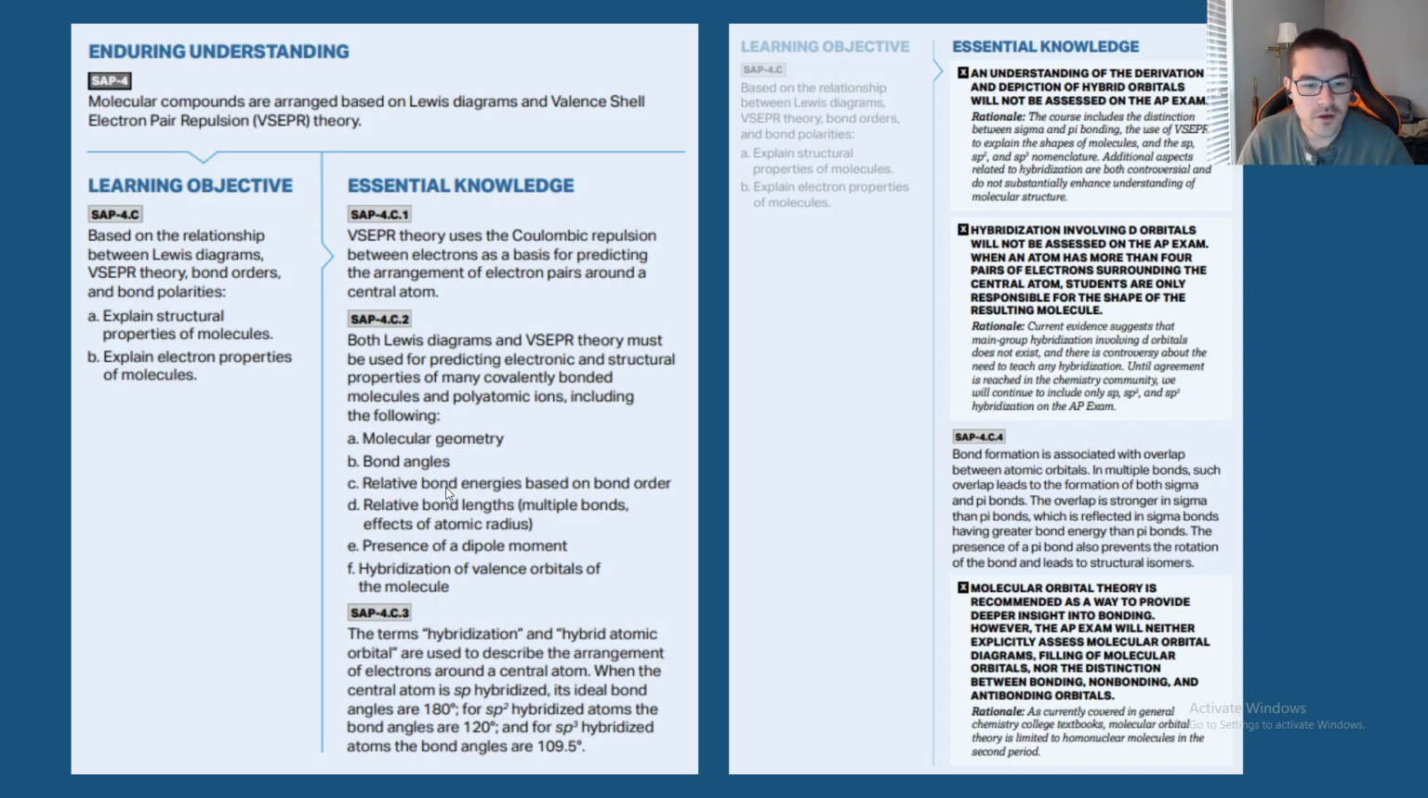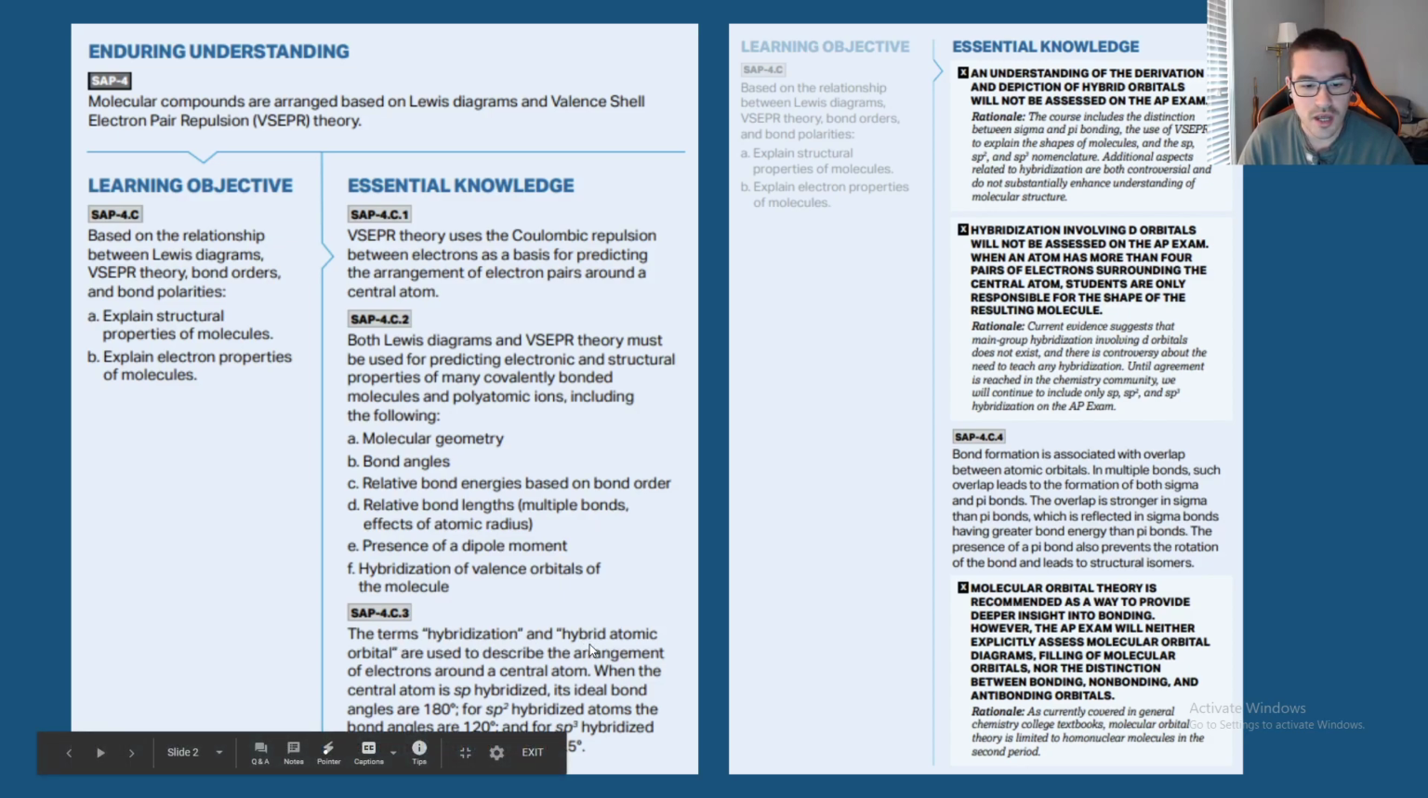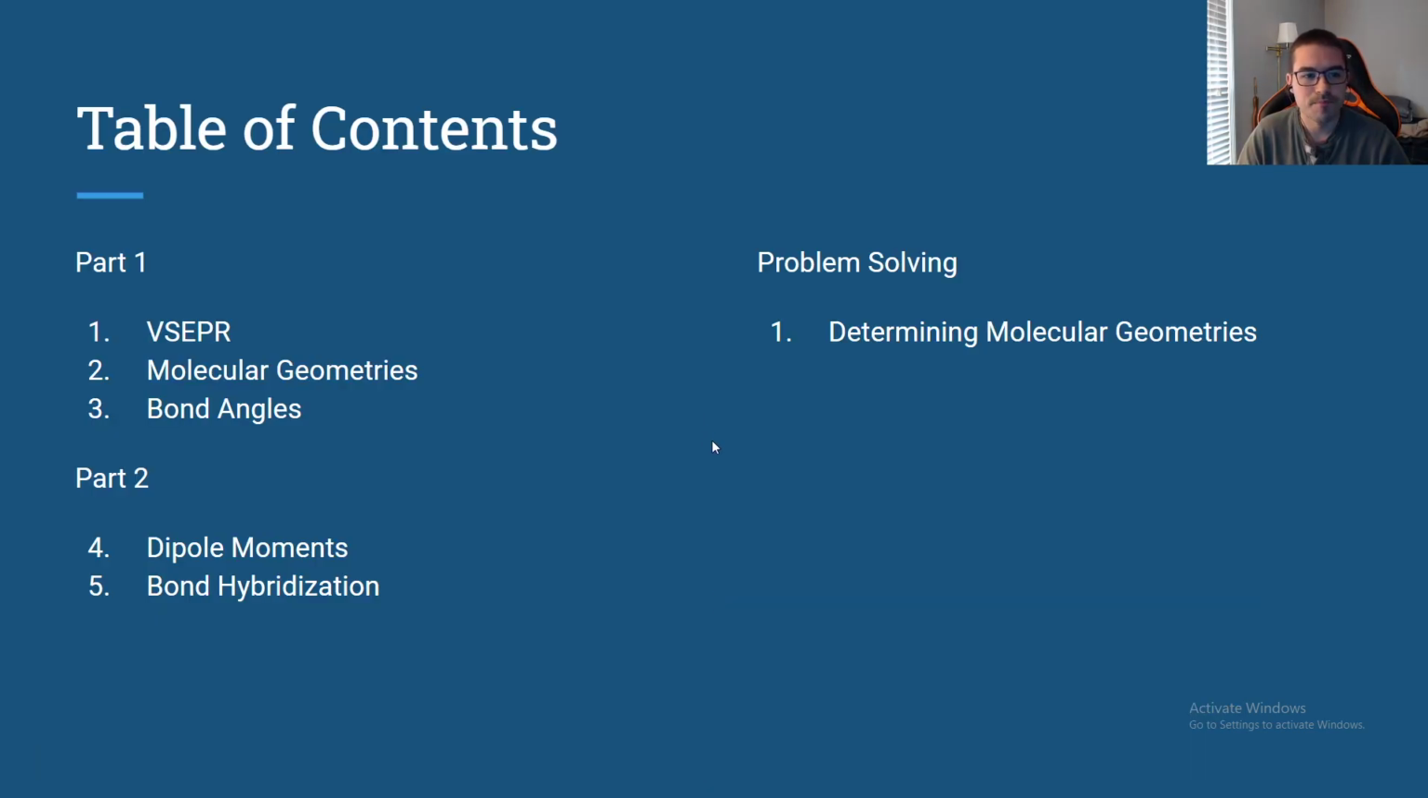In the next video, we're going to break down some of this other stuff, including hybridization, hybrid atomic orbitals, things like that. Okay, so like I mentioned, this is sort of going to be part one, trying to keep the videos a reasonable length. So we're really just going to cover what VSEPR theory is, molecular geometries, and bond angles here in this first video. We'll get into dipole moments and bond hybridization in the next video.